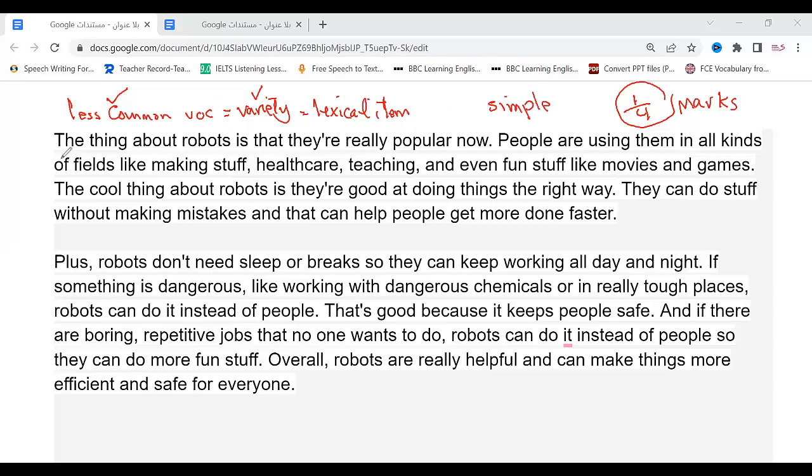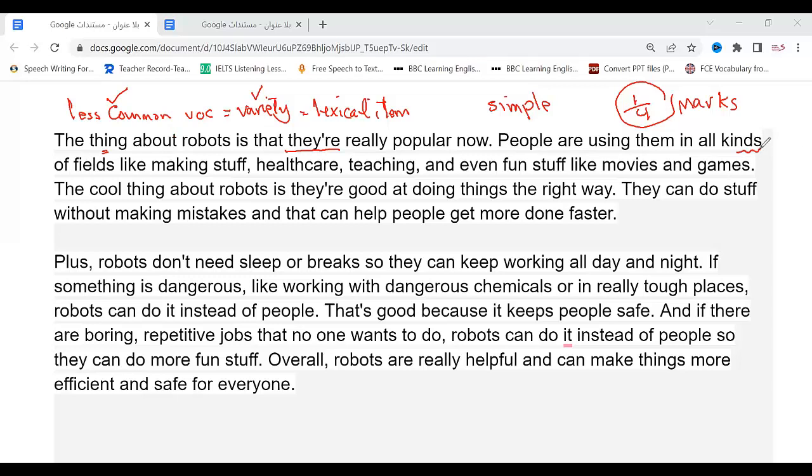Let's see. The student started by saying "the thing." Look here, it's a very vague word. "The thing about robots is that they are really popular now." Look, even the students can't distinguish between formal and informal style. He used some contractions here, which is considered informal style. "They are really popular now. People are using them in all kinds of fields."